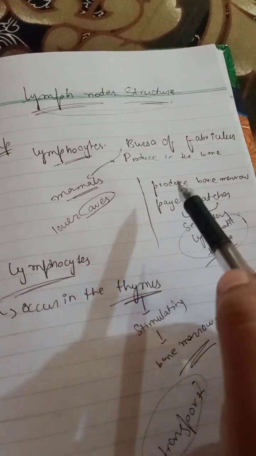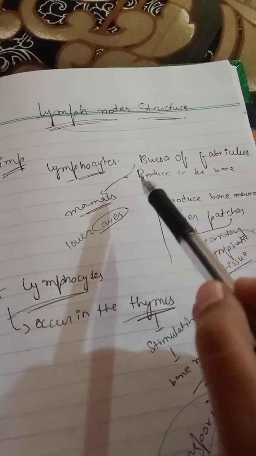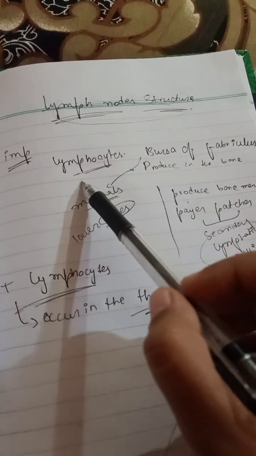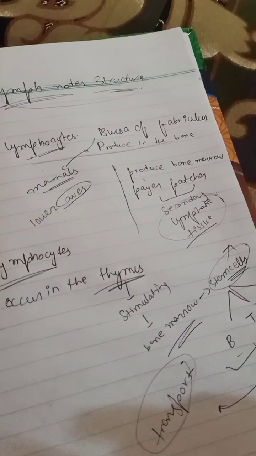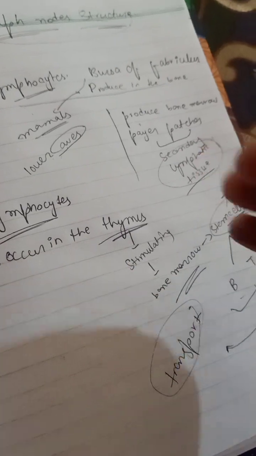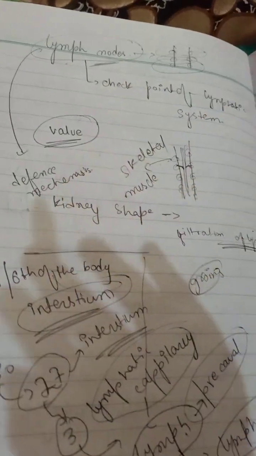So I was about to tell you guys about the production and maturation. This was about the production of lymphocytes in mammals, in lower living organisms and higher living organisms too, and about T lymphocytes and B lymphocytes too. So in the next video we'll discuss the structure of the nodes.